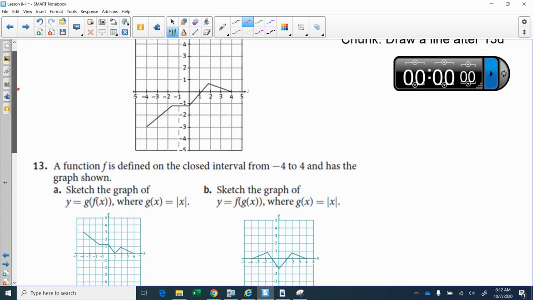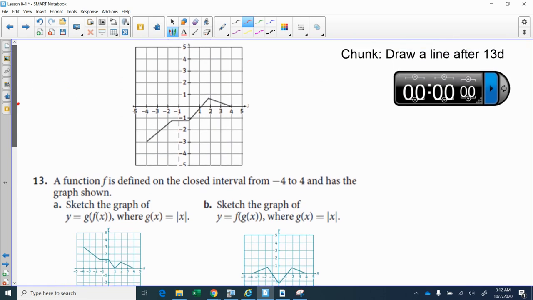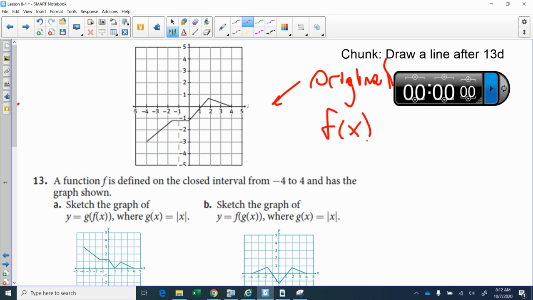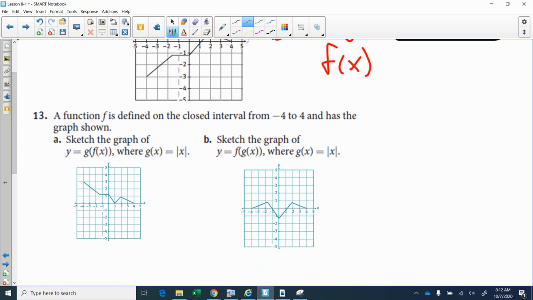So in two different examples here, I just want to talk about how this relates. One of the examples they could give you is a graph like this. Let's say this is the original. If this is the original graph, these are my original functions, so this is f of x. Well, they want to explain how this is going to change based on the different types of composition. The first one here is g of f of x. And notice how they make g of x the absolute value of x. So this one's going to turn into y equals the absolute value of f of x.